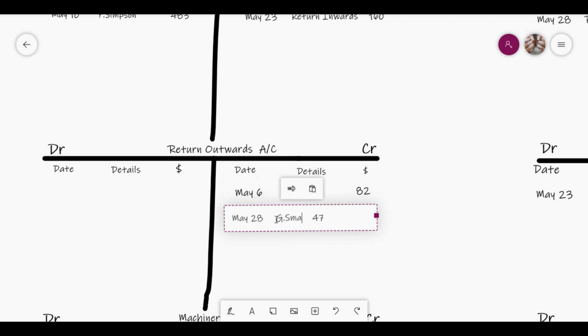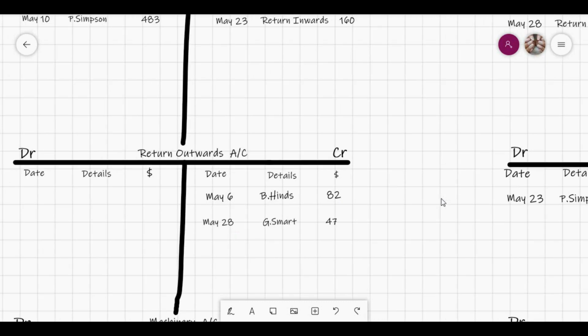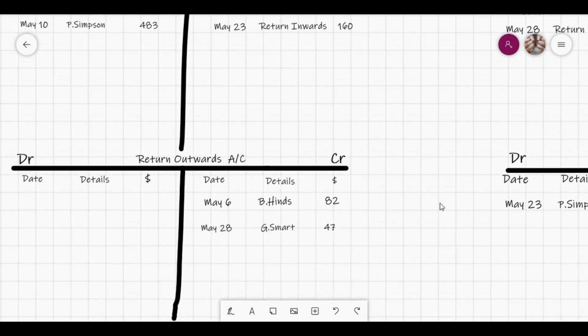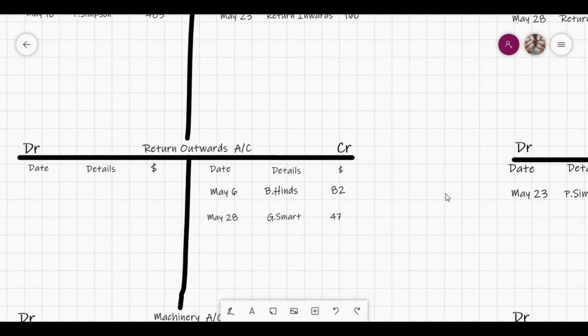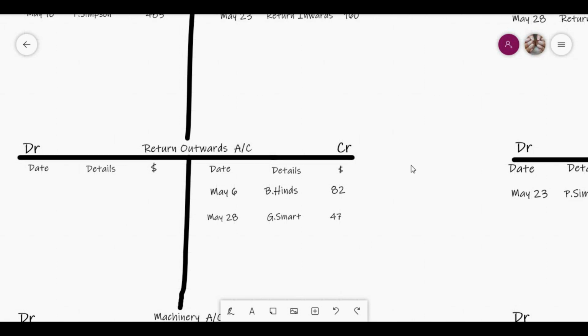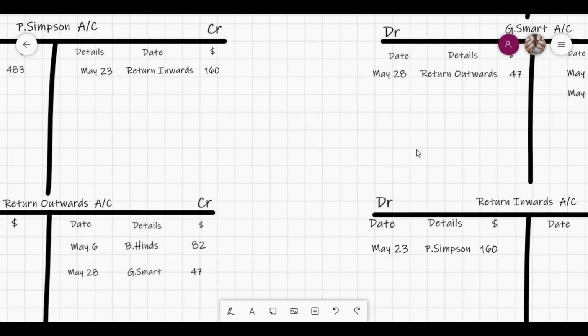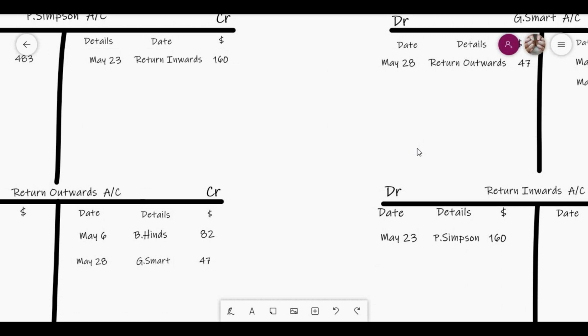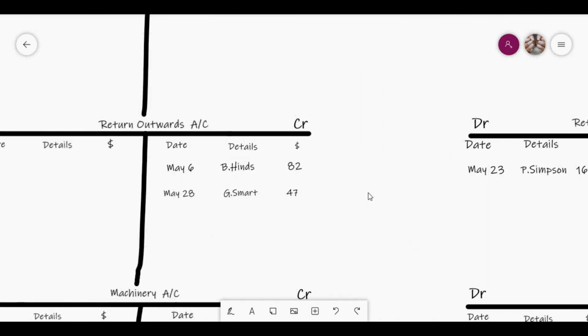Okay, so the next transaction will be on May 29, paid Hines by check what was owed to him. This is going to require some calculation. So get your calculator. I will be bringing one up on the screen.